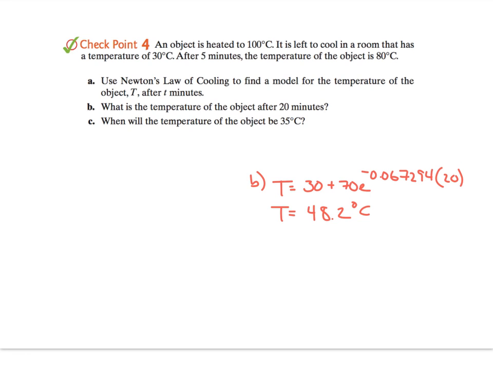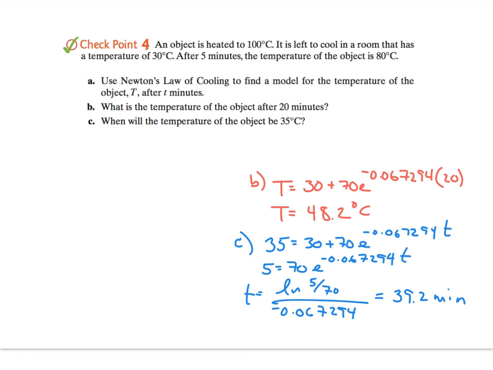Part B is just asking us what the temperature is after 20 minutes. So we take our model and plug in 20 for t. And when we do that, you see right here, we get T is equal to 48.2 degrees Celsius. For part C, we're just trying to figure out how long it takes for the object to cool to 35 degrees Celsius. So we start with the model and just plug in 35 for our capital T, and we're solving for lowercase t. And again, the pattern is going to be the ln of 5 over 70 divided by our k value, which should give us the total time of 39.2 minutes.